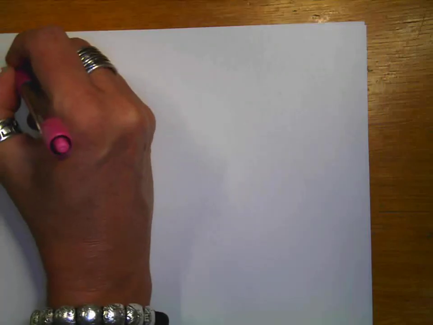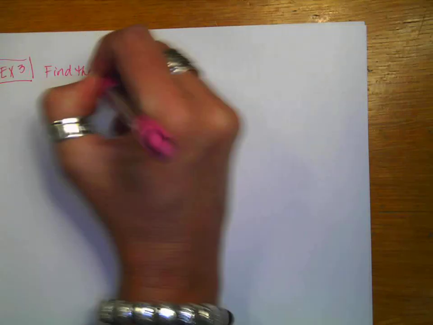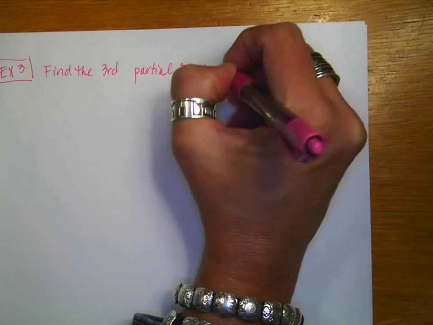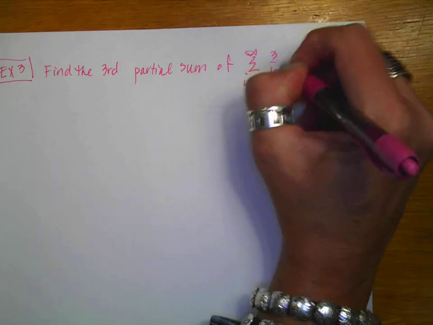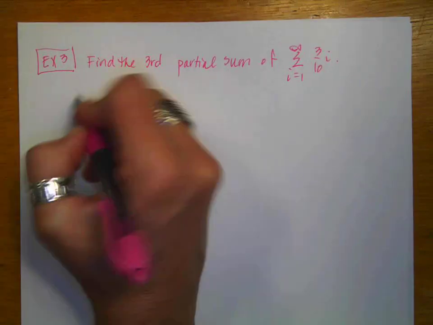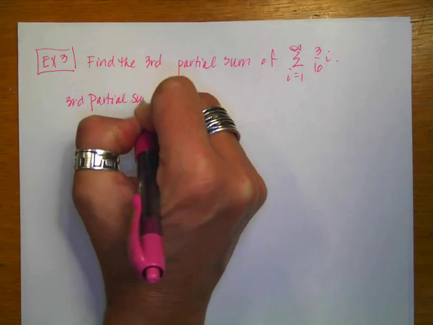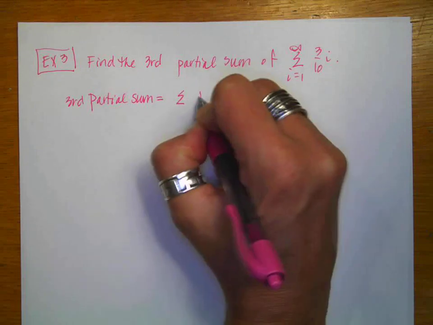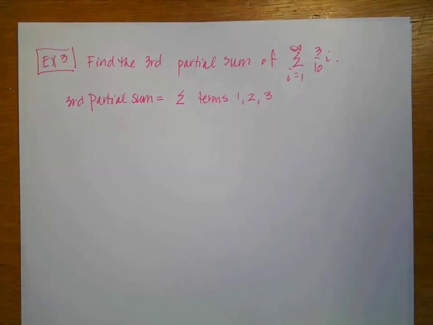So let's do an example. We're going to use the same equation that I just was using. So this says find the third partial sum of the sum from i equals 1 to infinity of 3 over 10i. Okay? So if I want the third partial sum, I'm going to write that out: the third partial sum is equal to the sum of terms 1, 2, and 3.